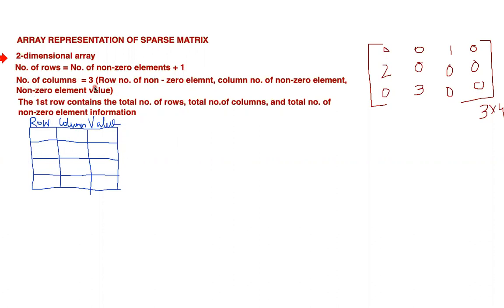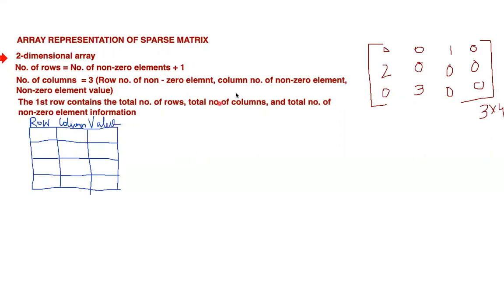The number of columns will be fixed, which is equal to 3. And why this 3? The 3 will be because of noting down the row number of the non-zero element, the column number of the non-zero element, and the value of the non-zero element. So this 3 is fixed for representation of any sparse matrix which will be given. Well, the number of rows will depend on the number of non-zero elements present in the sparse matrix. So it is going to be variable for each sparse matrix which we are going to represent.